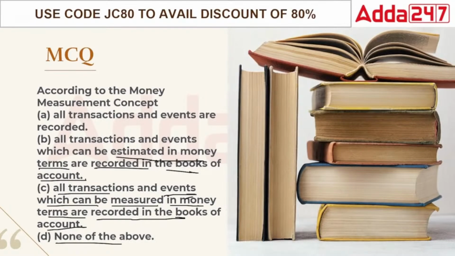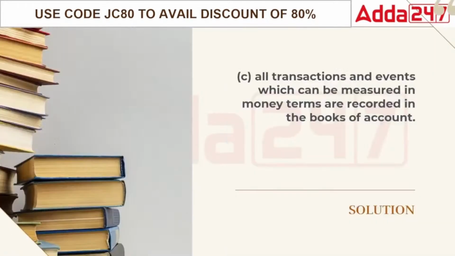The money measurement concept says that record things in the books of accounts when they actually involve money. If they do not involve cash, then it should not be recorded in the books of accounts at all. So the most important area is money measurement concept. Records only ones which are in terms of money. All transactions and events which can be measured in terms of money are recorded in the books of accounts.